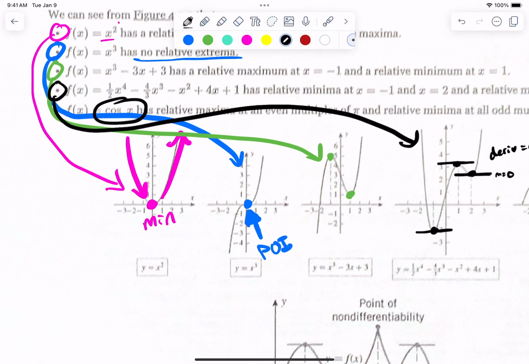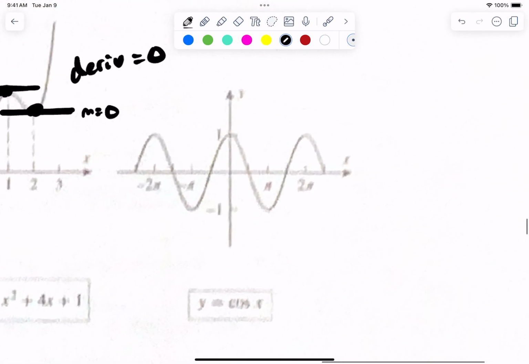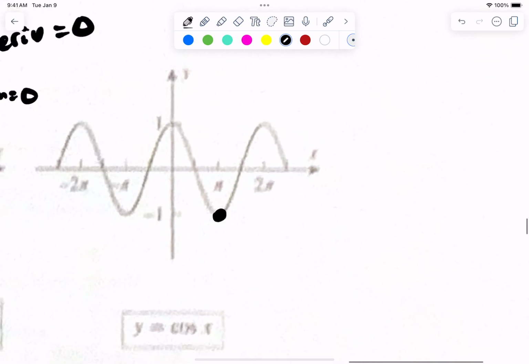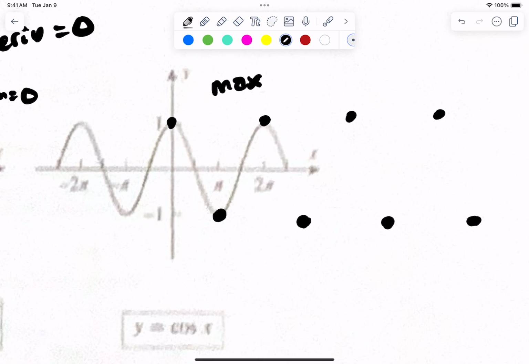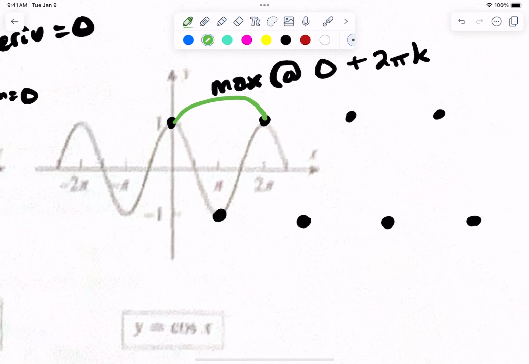Cosine. He's the graph of cosine. And he has relative maximums and minimums all over the place. Every interval of pi and 3 pi and 5 pi and 7 pi, he has a minimum. Every interval of 0 and 2 pi and 4 pi and 6 pi, he has a maximum. So the maxes occur, you don't have to write this down, at 0 plus 2 pi k is how we write that. Because every interval of 2 pi after 0, he is going to have a maximum. 0 and 2 pi and 4 pi and 6 pi and 8 pi.